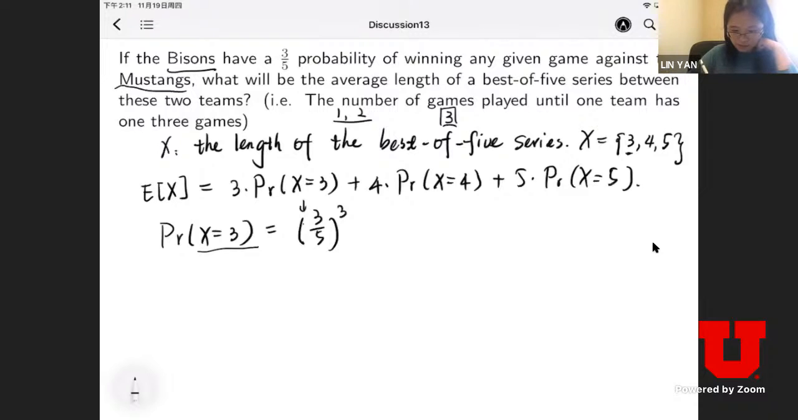This means in this case it is B, B, B. And also it could be (2/5)^3. This means M, M, M, which means Mustangs win 3 times. Any question about this statement?